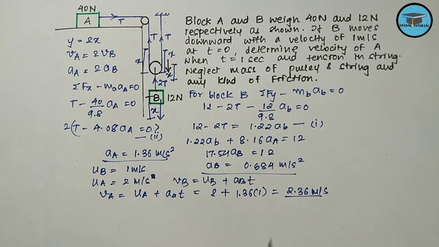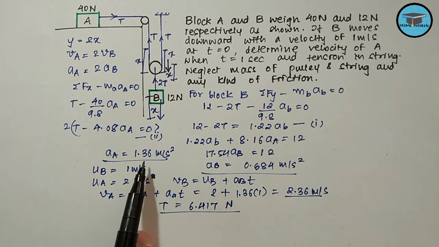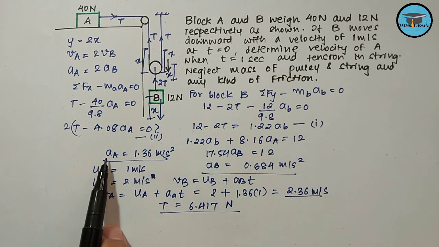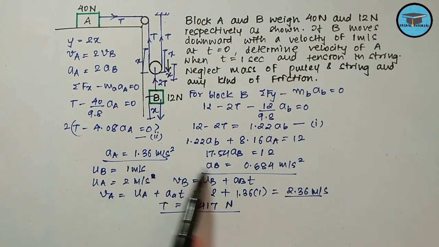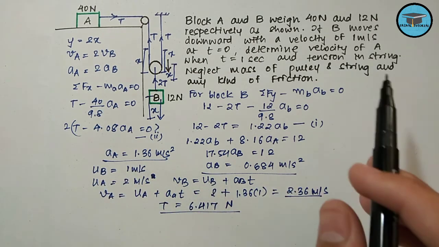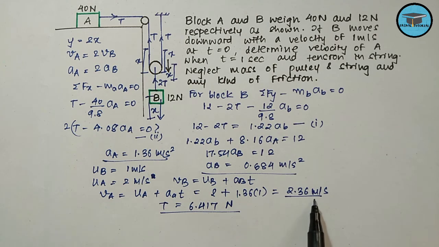And now placing this value of acceleration of B in this equation, we get the value of T as 6.417 Newton. So guys, we have obtained the value of tension in the string as 6.417 Newton, the accelerations of the two blocks as 1.36 meter per second square for block A and 0.684 meter per second square for block B, and the velocity of block A at t equals 1 second is 2.36 meter per second.